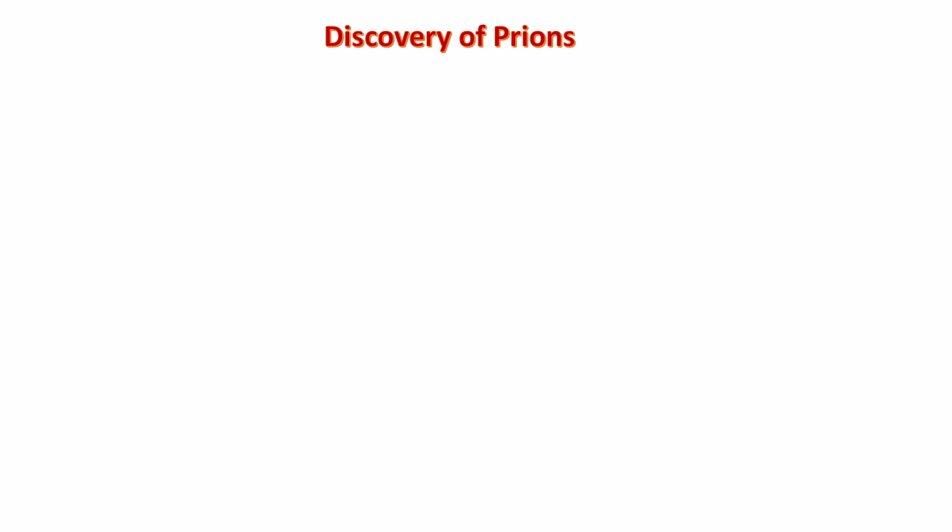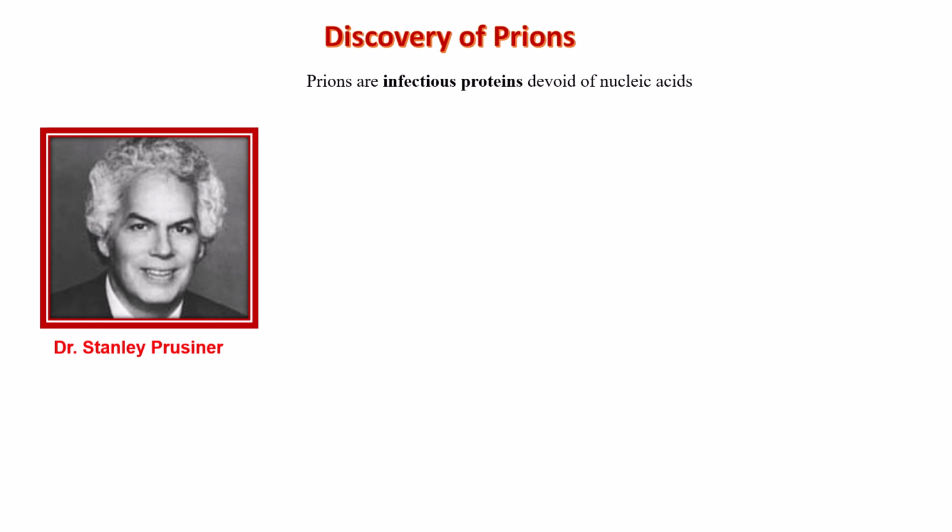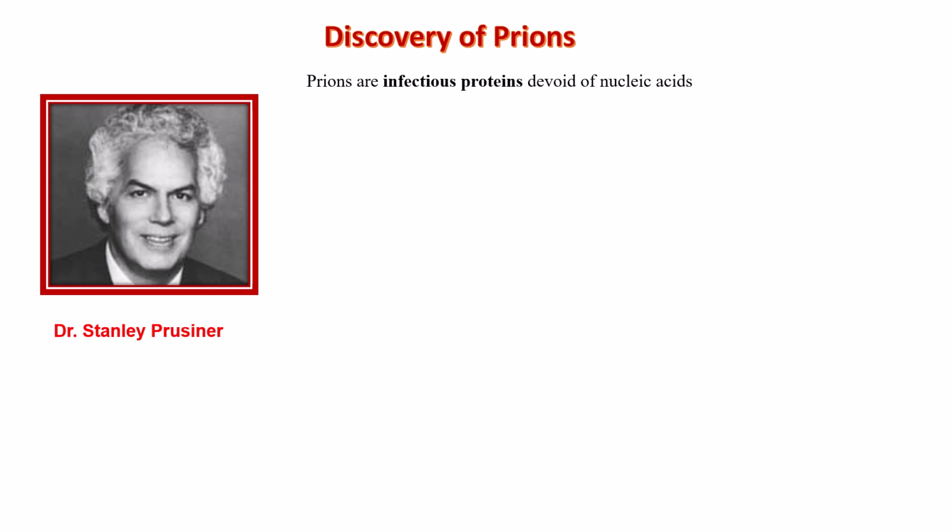Let us now talk about the discovery of prions. Prions are infectious proteins devoid of nucleic acids. They were discovered by Stanley Prusiner in the year 1982, for which he was given the Nobel Prize in the year 1997.